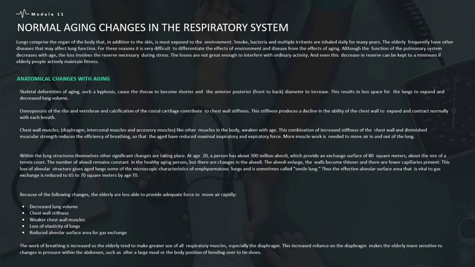Because of the following changes, the elderly are less able to provide adequate force to move air rapidly: decreased lung volume, chest wall stiffness, weaker chest wall muscles, loss of elasticity of the lungs, and reduced alveolar surface area for gas exchange. The work of breathing is increased, so the elderly tend to make greater use of all respiratory muscles, especially the diaphragm. This increased reliance on the diaphragm makes the elderly more sensitive to changes in pressure within the abdomen, such as after a large meal or the body position of bending over to tie the shoes.